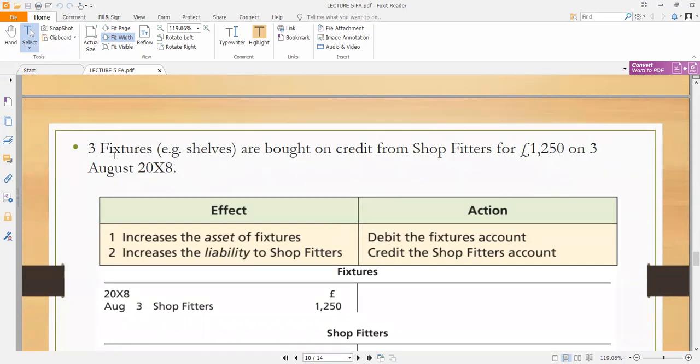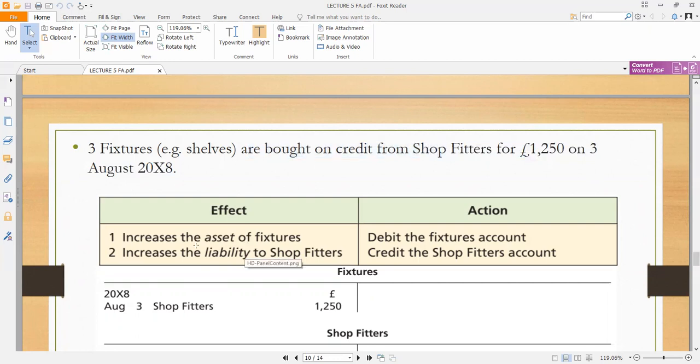Now the third task is fixtures, shelves. Here we're saying that fixtures are bought on credit from the shop. Mostly it's fixtures and fittings, those things that you need as a business. We are buying 1,250 on the 3rd of August. So 3 days later, we buy the fixtures. Those fixtures are debiting our account, and it increases the liability. Here it was bought on credit, meaning we buy and pay later.